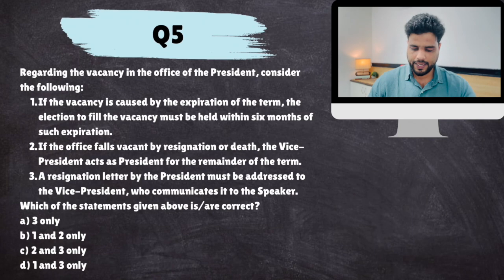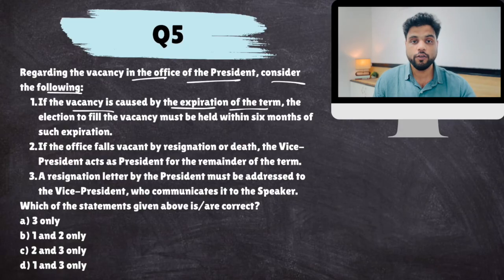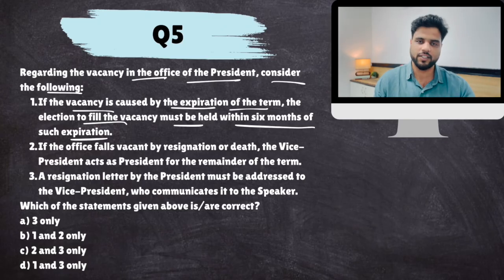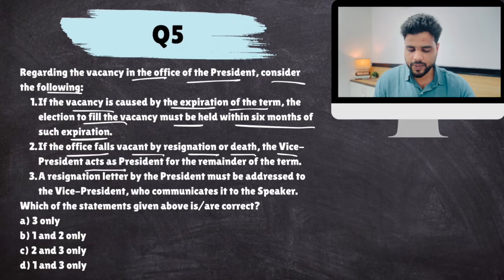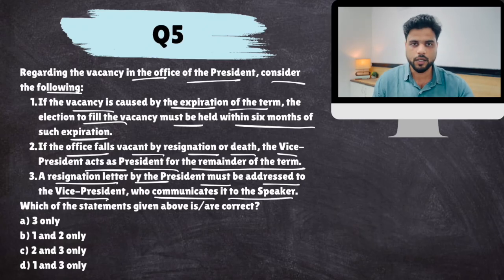Okay. Next. Regarding the vacancy in the office of president, consider the following. If the vacancy is caused by the expiration of term, that means 5 years have completed, the election to fill the vacancy must be held within 6 months of that expiration. If the office falls vacant by resignation or death, the vice president acts as president for the remainder of the term. The resignation letter by the president must be addressed to vice president, who communicates it to Lok Sabha speaker.